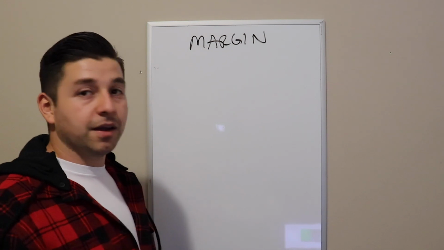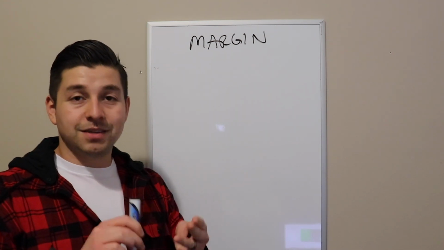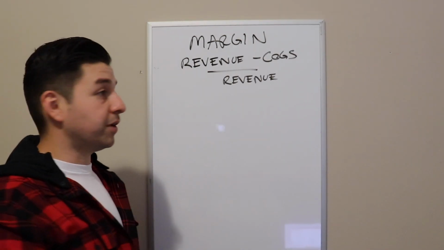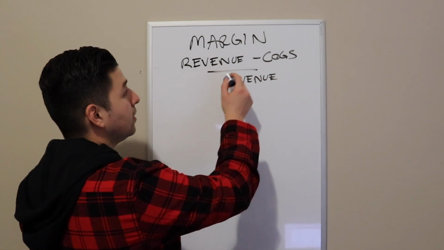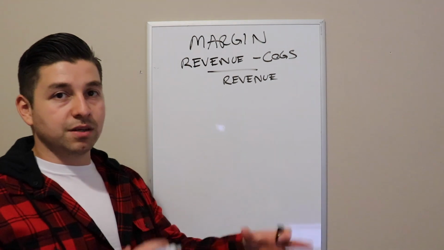Okay, so when we're talking about margins, there's a formula you're gonna follow, okay? And that formula is revenue minus cost of goods sold divided by revenue. Okay, so this is the formula for calculating a margin, your profit margin. Revenue minus cost of goods sold divided by revenue. So let's apply this in a real life situation.